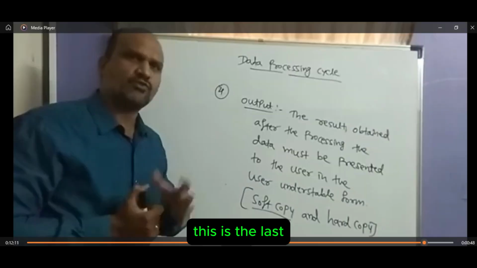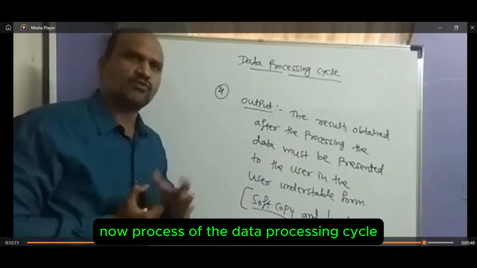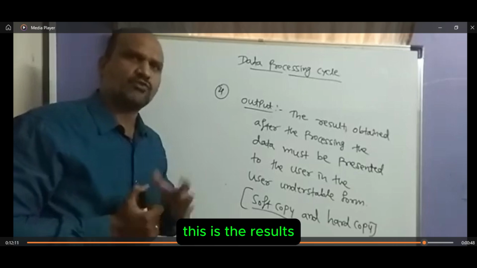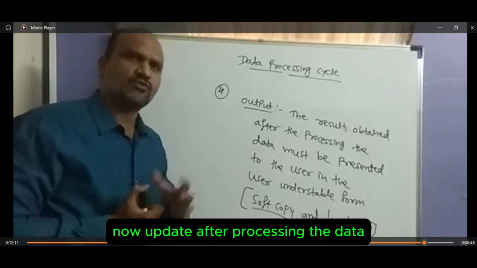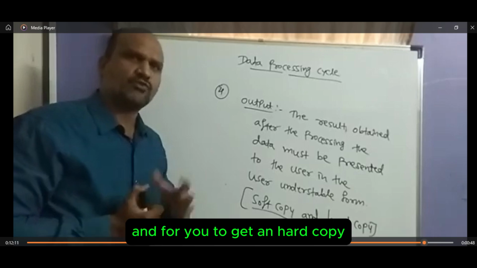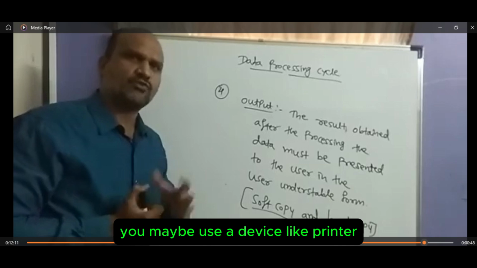This is the last process of the data processing cycle, which is output. And when we say output, this is the result now obtained after processing the data. And this is presented using a soft copy and hard copy. And to get a hard copy, you may use a device like a printer.